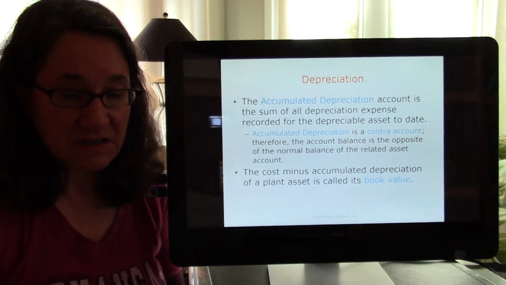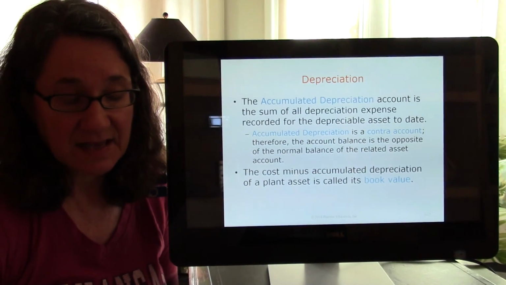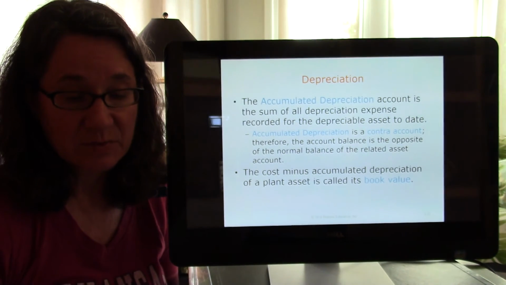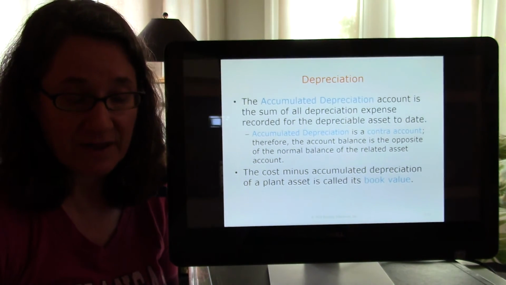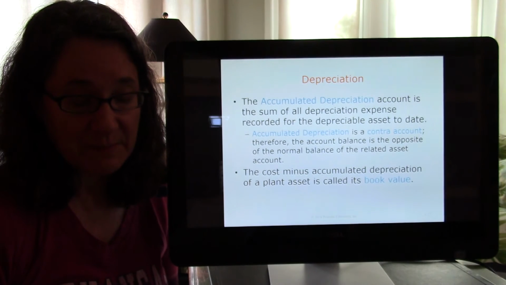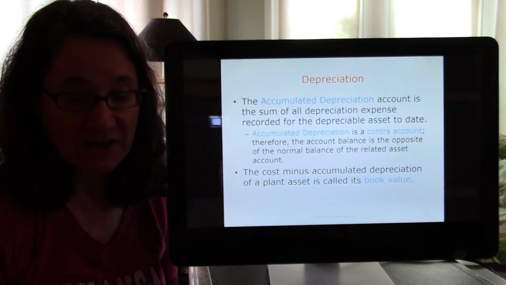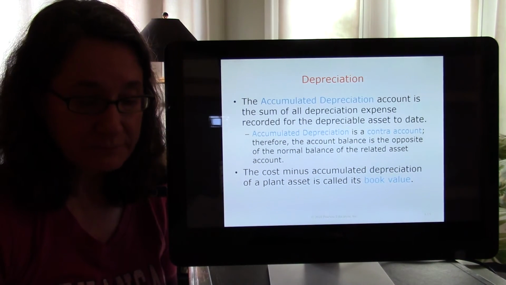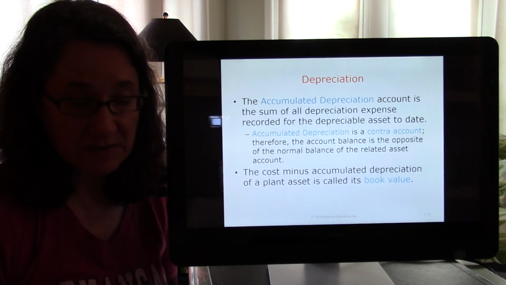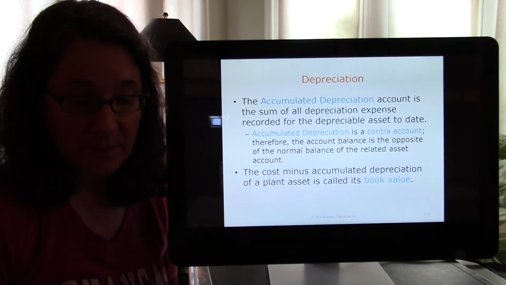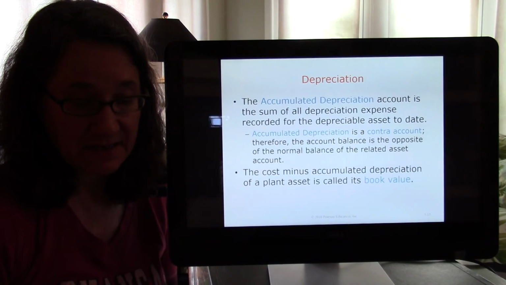The net result of the cost of the plant asset less accumulated depreciation is called book value. The book value is the amount reported in the asset section of the balance sheet. The cost principle requires the plant asset to maintain the cost value in the asset account. However, the corresponding contra account is reported in the asset section of the balance sheet.